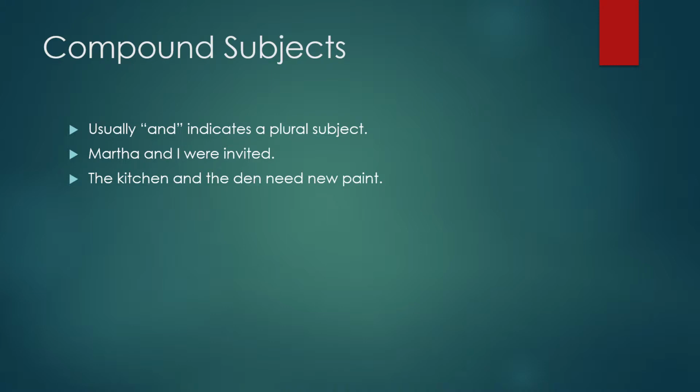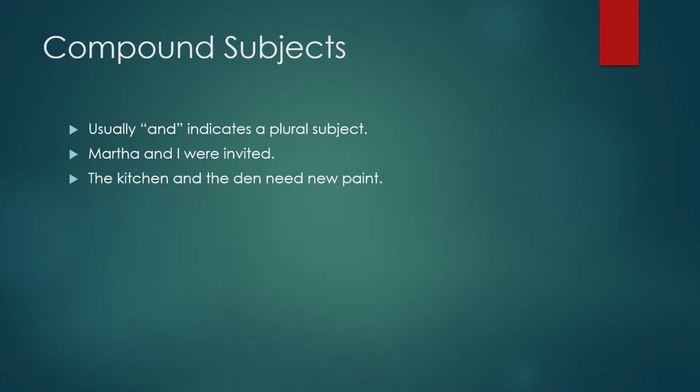So, for example, the word and, very, very common conjunction to be used in compound subjects. And usually indicates a plural subject, but not always. So, we're going to start with the ones where it is. So, for instance, Martha and I were invited. If you took Martha and I, that's two separate people, and so you would turn that into we. We were invited. Makes total sense. You leave it alone like that.